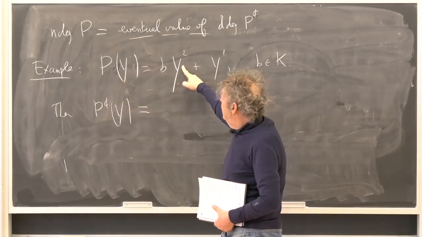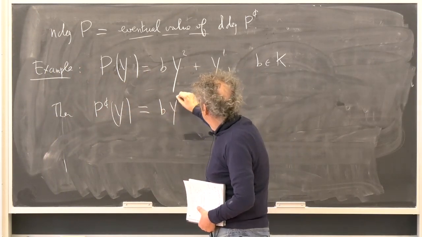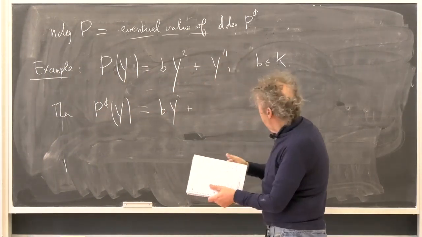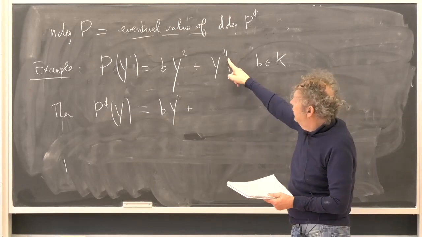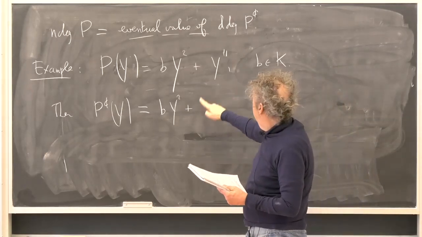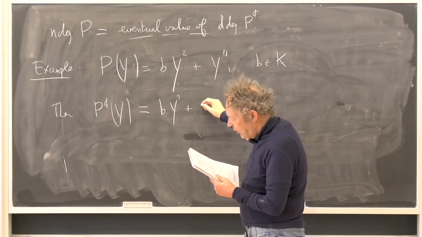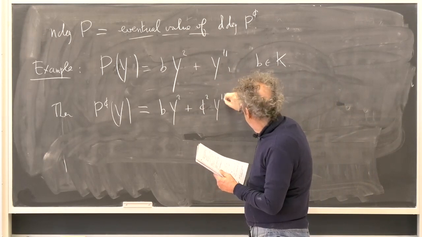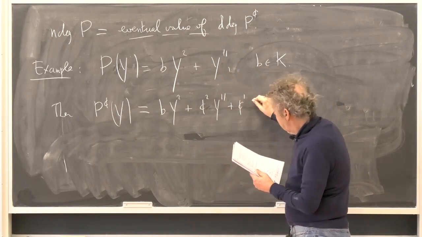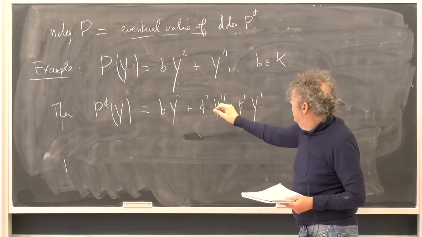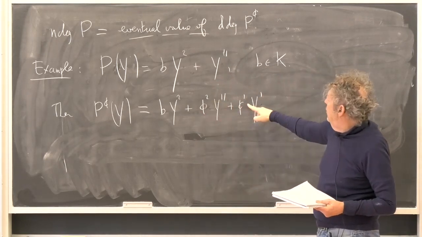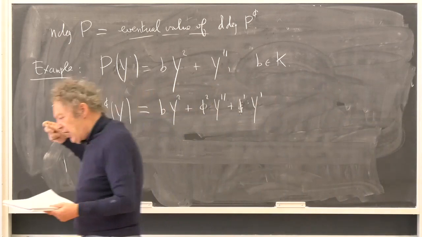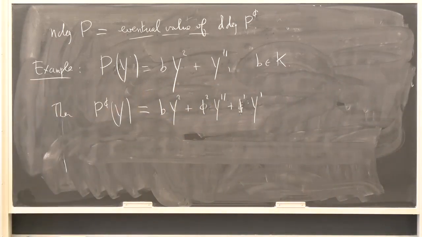Well, y doesn't change, so it's still b y squared. But y prime changes. It's a little bit more interesting to take the second derivative here. So y double prime becomes phi squared y double prime plus phi prime y prime, where the derivative is now taken, phi prime is simply the ordinary delta derivative of phi.